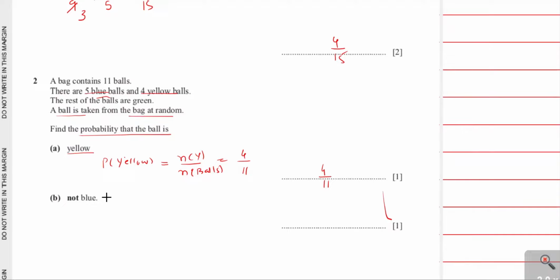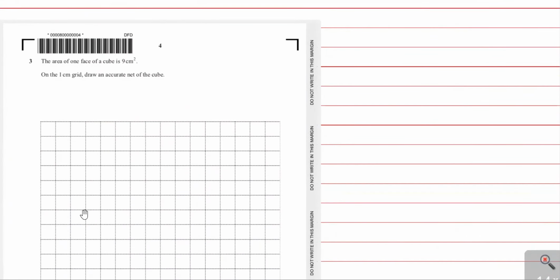Next, the probability not blue. The probability of not blue will be equal to 1 minus the probability of blue. The probability of blue here is 5 out of 11, and 1 minus 5 over 11 becomes 11 minus 5 over 11, and this is 6 over 11.